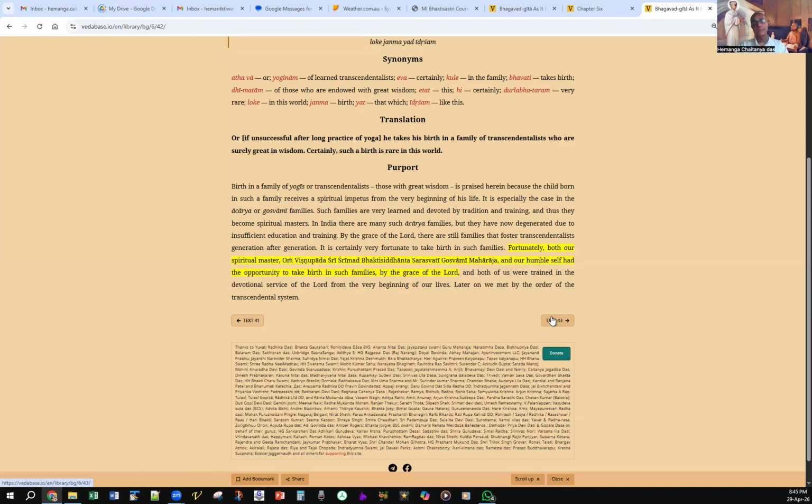Yes, Aish Prabhu. Hare Krishna, Prabhu. So does that mean that whenever we see a devotee kid or a child who is born in a family of devotees, he is necessarily an unsuccessful yogi after long practice of yoga?